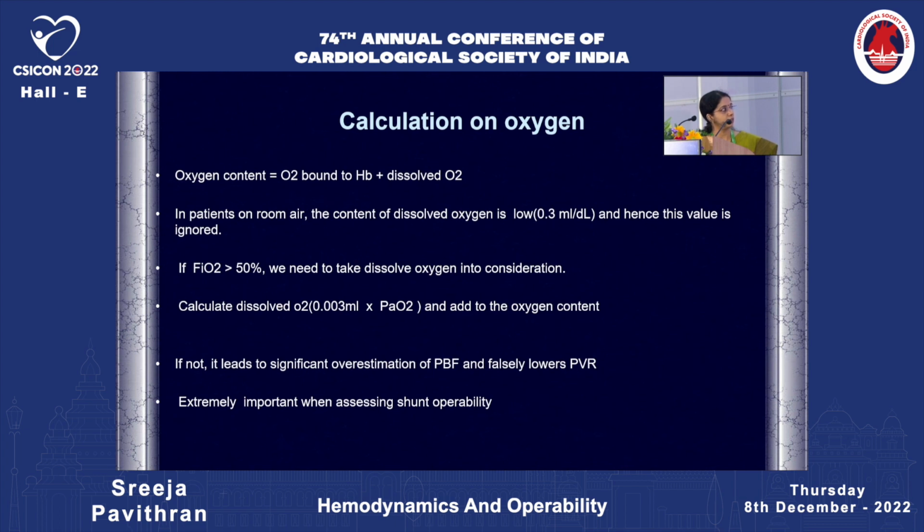So this figure of 0.003 ml into the PO2 should be added in the denominator. Otherwise, it will lead to an overestimation of the pulmonary blood flow and falsely it will lower the pulmonary vascular resistance. This is very important when assessing operability.